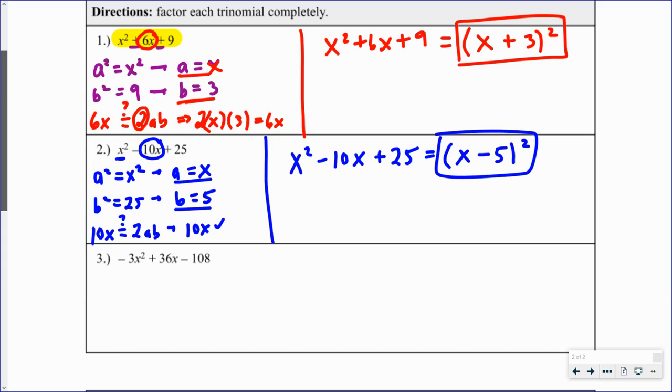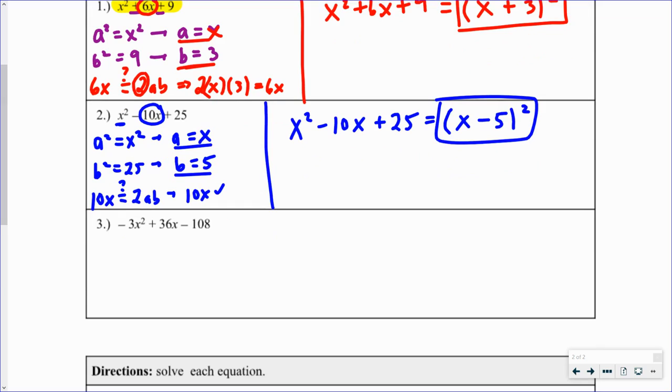So in this case, I'm going to check all the terms. You have a negative 3x squared, 36x, and negative 108. So it looks like you can factor out a negative 3. So I'm going to take out a negative 3. Negative 3x squared divided by negative 3 is x squared. 36x divided by negative 3 is negative 12x. And then negative 108 divided by negative 3 is positive 36.